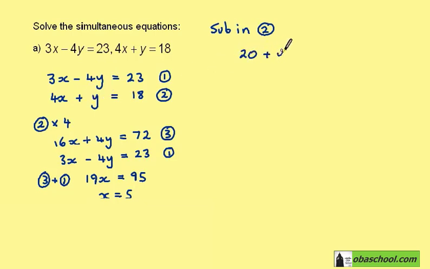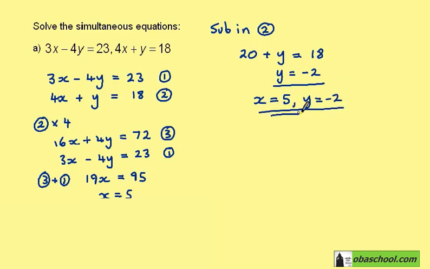20 plus y is equal to 18. Take away 20 from each side gives y is minus 2. So x equals 5 and y equals minus 2 is our solution. Of course, we should always check.